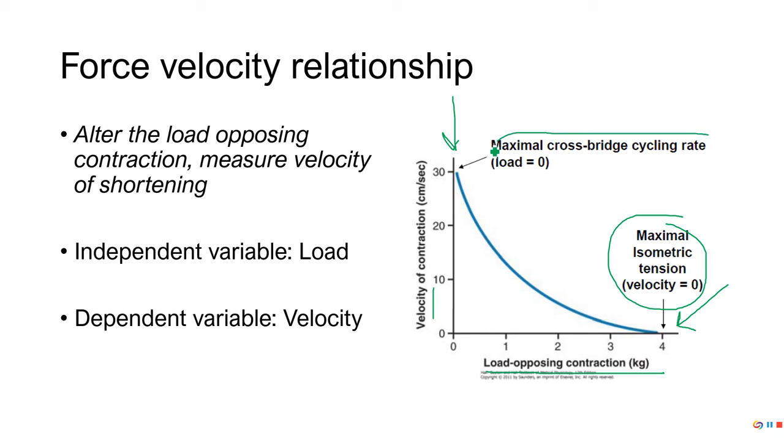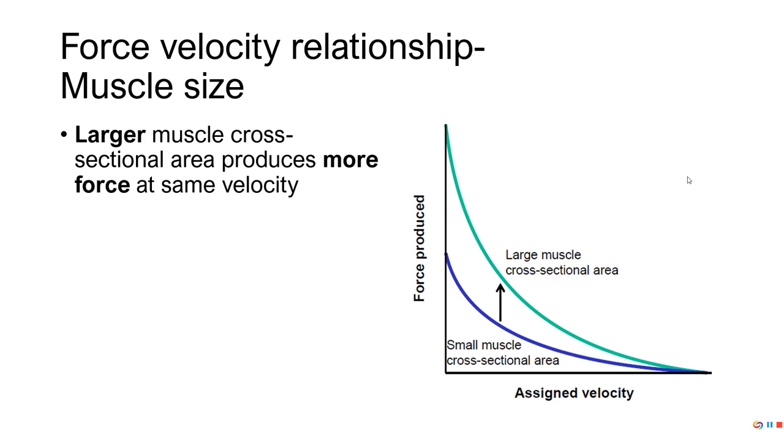Just think about doing a bicep curl without anything in your arms, as opposed to a bicep curl where you've got 100 pounds. You're going to be able to move a lot faster without any force. Taking this into account, it's important to know that the axes are flipped here. So we've got velocity this time on the x-axis and force on the y-axis.